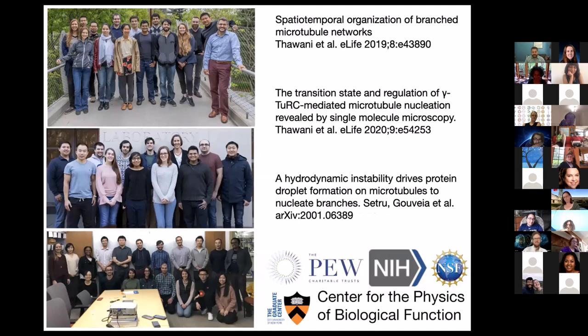Again, this has been a really fun project. It's a collaboration between a bunch of different groups who think about things at different levels, and it's just been super fun. If you're interested in more details, please see these three papers. This one about the ordering of branching and the geometry of branch networks. The gamma-TuRC story is in this middle one, and the dewetting story I just told you is in this bottom one here. These are our funding sources.